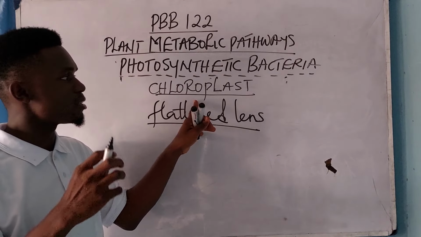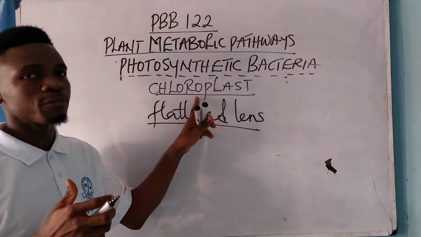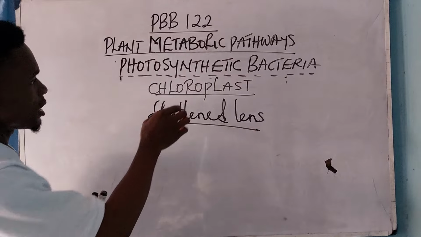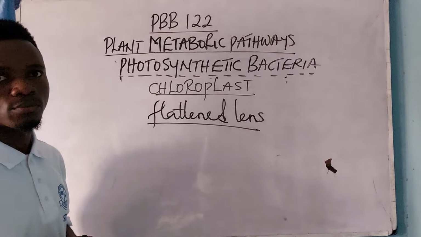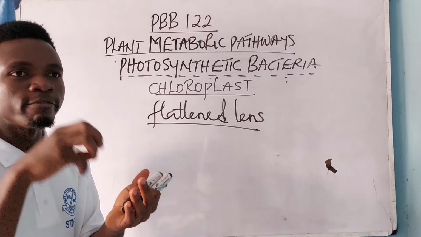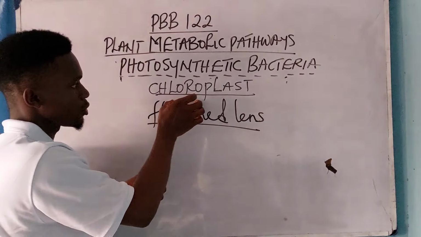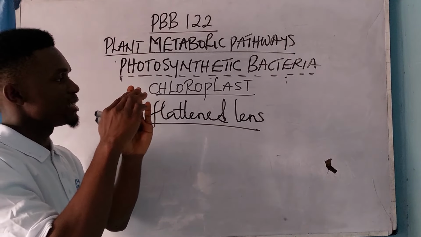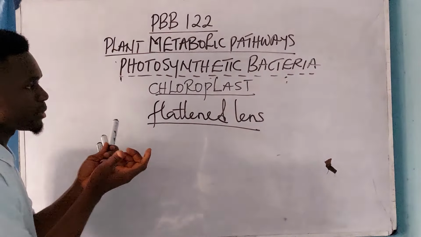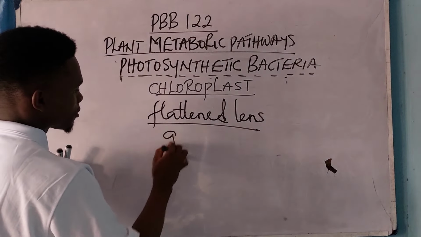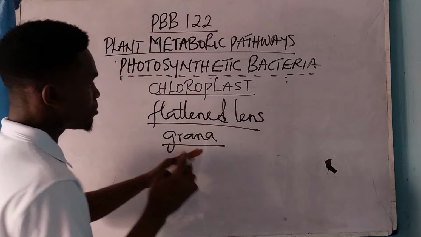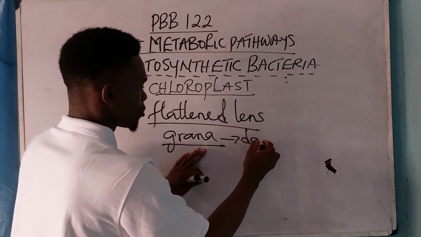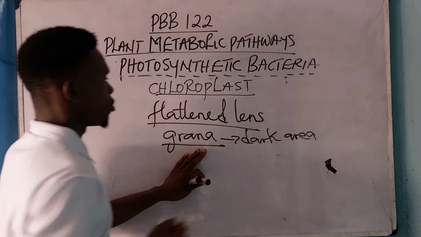I said the green pigment found inside the chloroplast is called chlorophyll, and chlorophyll is a major absorber of light rays. Now, inside the chloroplast is the major region where photosynthesis takes place. Inside the chloroplast it has an internal membrane. That internal membrane is made up of grana. The inner membrane is made up of grana. Now this grana is a dark area of the chloroplast.